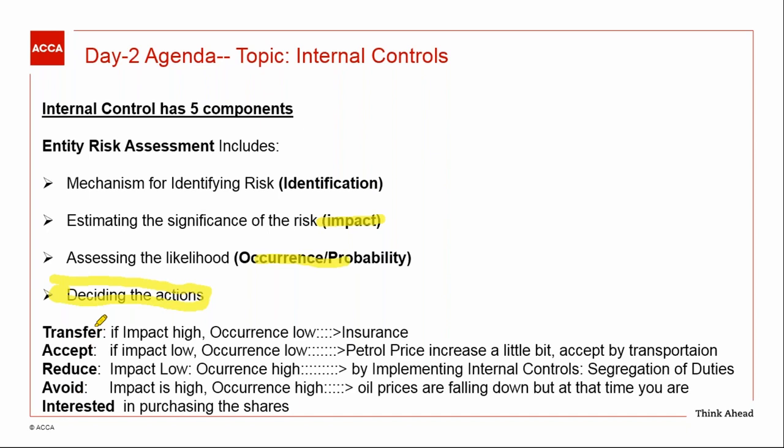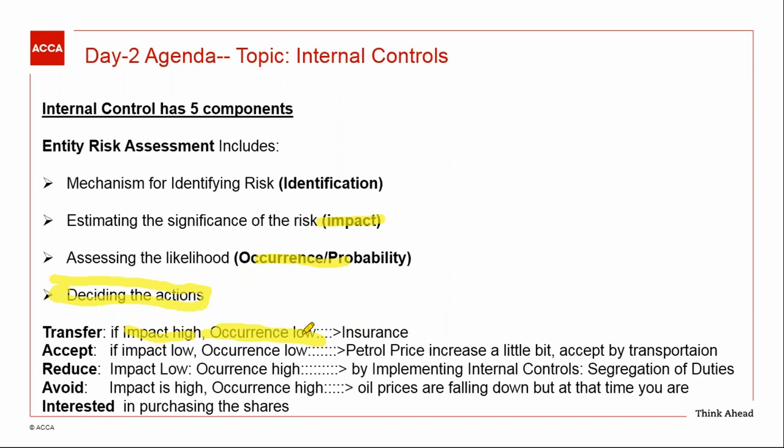Okay, so we will discuss the first strategy, that is transfer the risk. When can we transfer the risk? When the impact of the event is high, the damages of the risk or event is high, but the chances of occurrence is very low. The chances of occurrence means the event can happen somewhere, sometime after a long time.